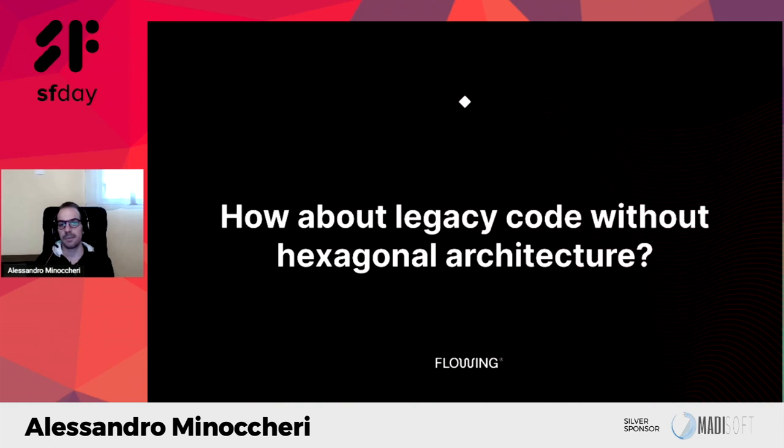But how about legacy code without hexagonal architecture? Usually, when I approach a legacy application without this architecture, I try to explain to the team the advantages of this architecture. And often, for new features and new contexts, we try to create, not inside the legacy code but outside of it, another directory with the distinction of domain, application, and infrastructure. And step by step, we can try to migrate the application to this new architecture.